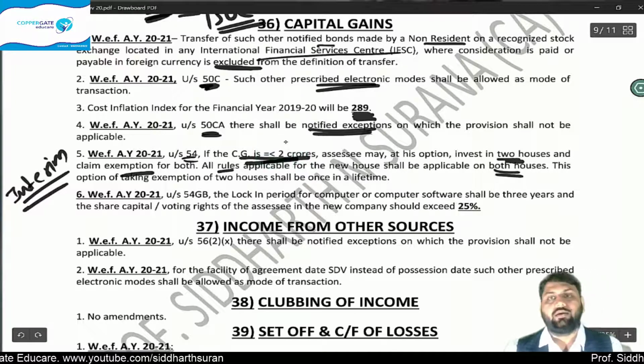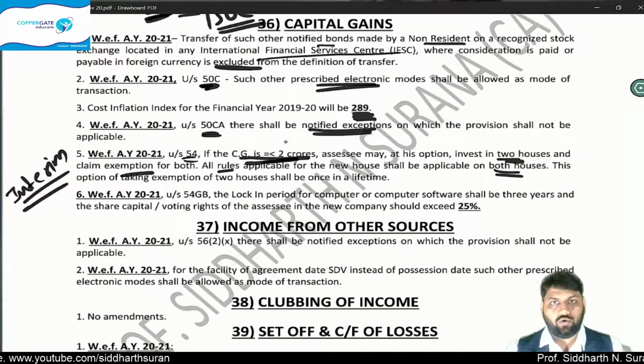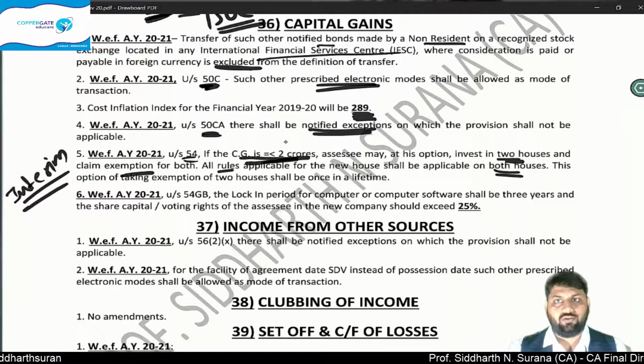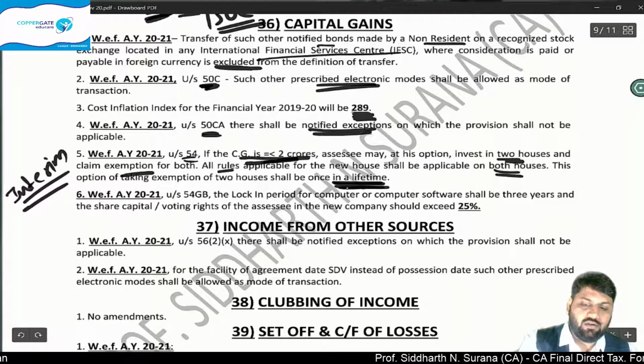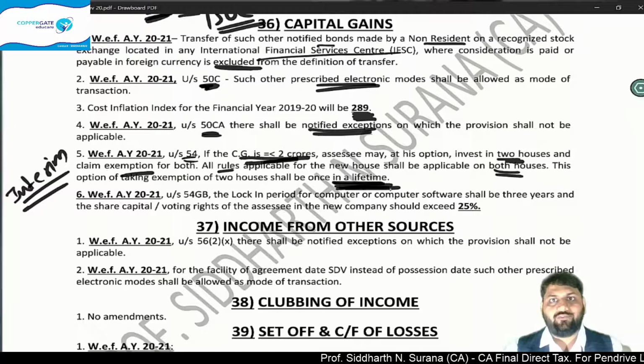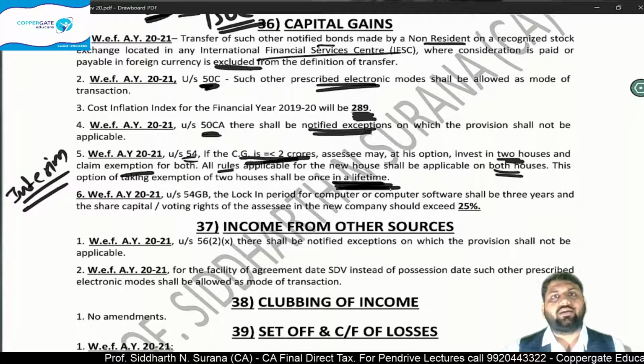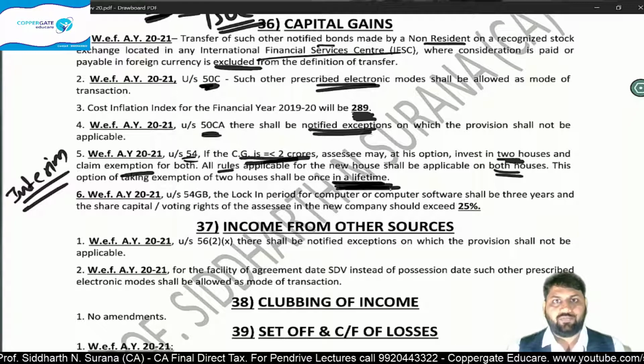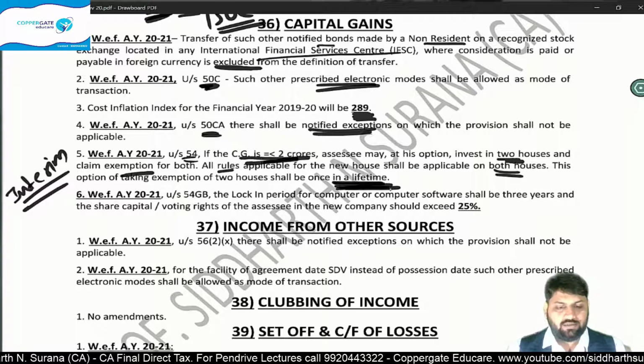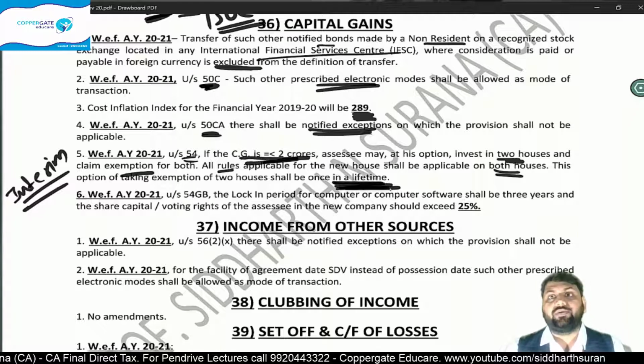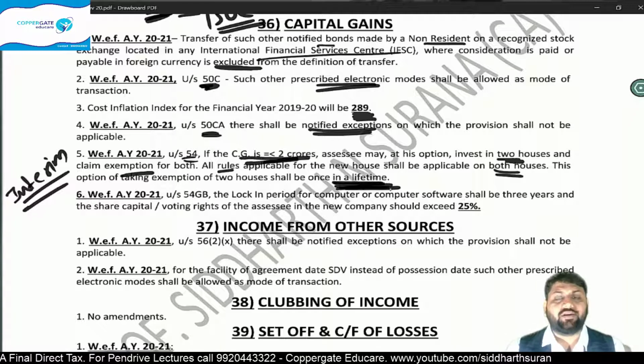So if your capital gain is less than or equal to 2 crore, then you can take exemption of 2 houses, but this exemption is going to be once in a lifetime. So you can take exemption of 2 houses if your capital gain is up to rupees 2 crore. However, you can take that exemption only once in a lifetime. Only once in a lifetime. Are we clear?